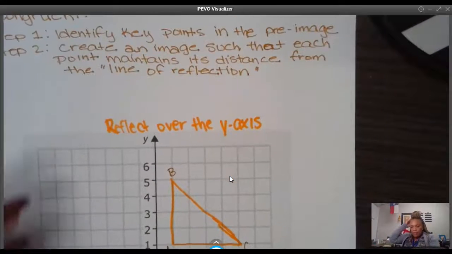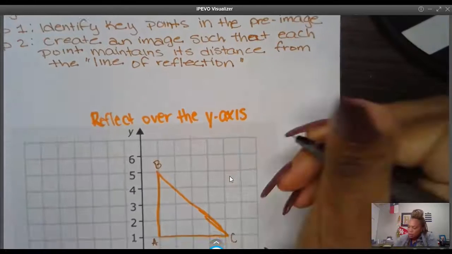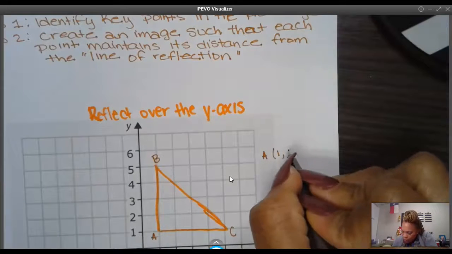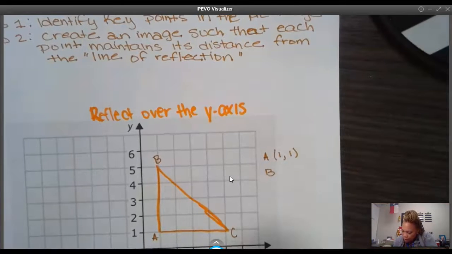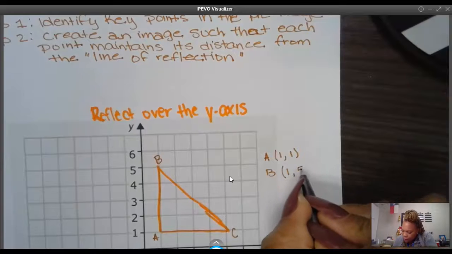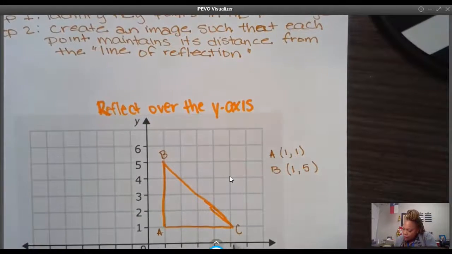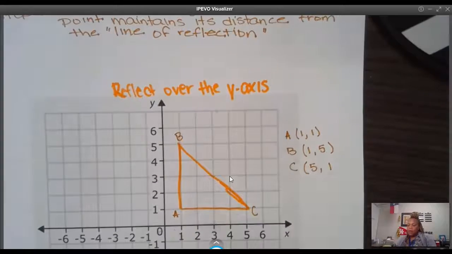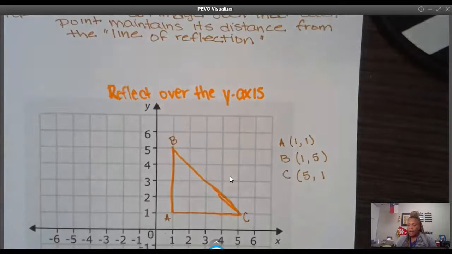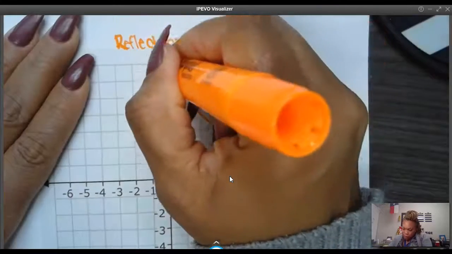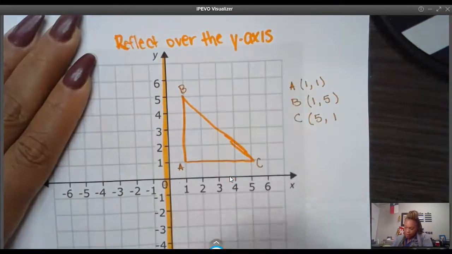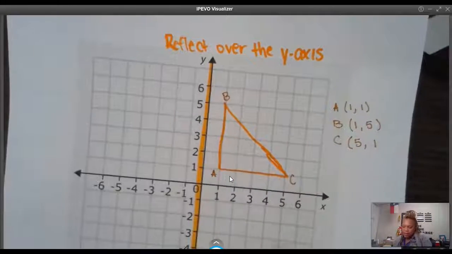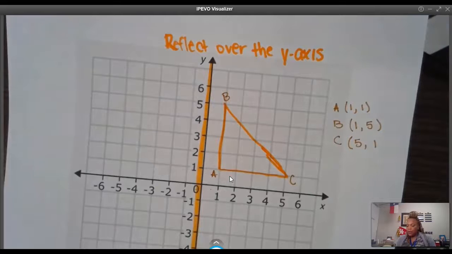So if I follow my steps, step 1 is identify the key points in the pre-image. I'm going to write off to the side that point A is at 1, 1. X is 1, Y is 1. B is 1, 5. X is 1, Y is 5. C is 5, 1. Okay? So my reflect over the y-axis makes my line of reflection, in this case, the y-axis. So basically what I want this image to do is to reflect. So if I were to fold this paper over, I could like slap it there, right? And that's where the image will be reflected.